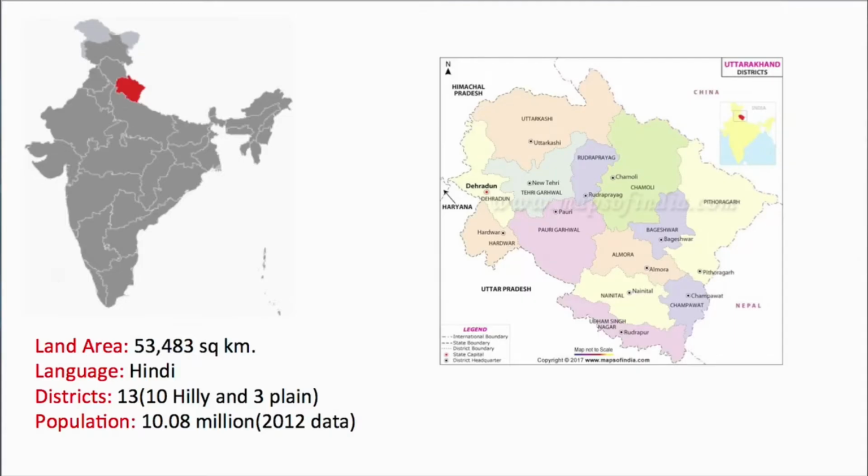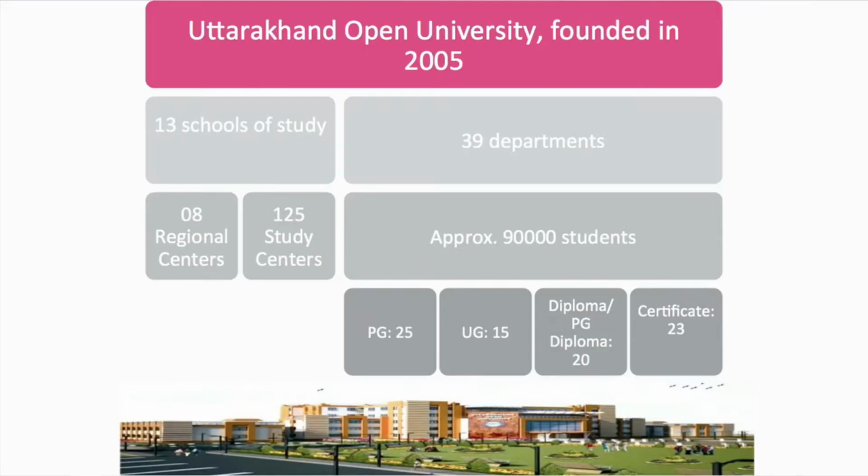Now a very short introduction about the organization I work for. Uttarakhand Open University was founded in the year 2005. There are 13 schools under which there are 39 departments. The university operates throughout the state of Uttarakhand with 125 study centers and 8 regional centers. There are 25 PG, 15 UG, 20 diploma and 23 certificate programs offered by the university. And currently there are approximately 90,000 learners enrolled in these programs.